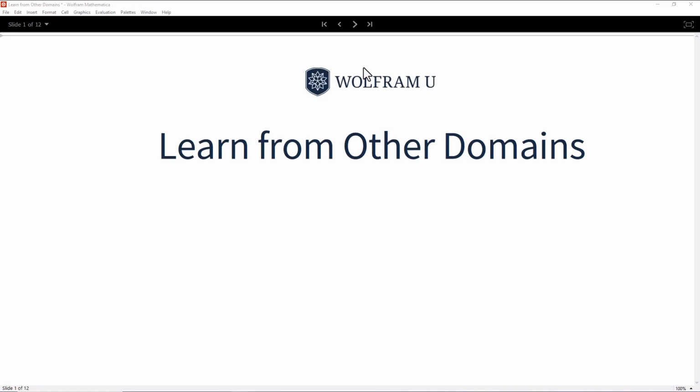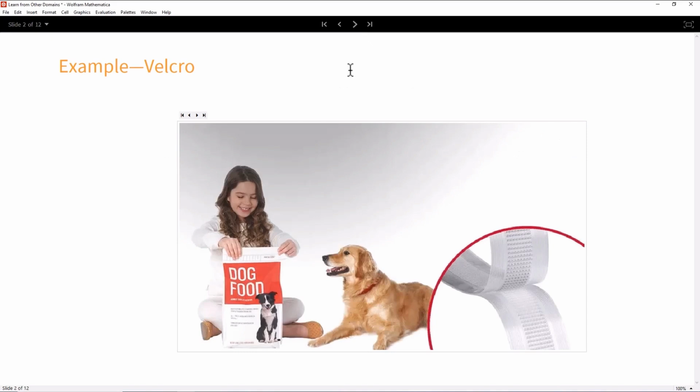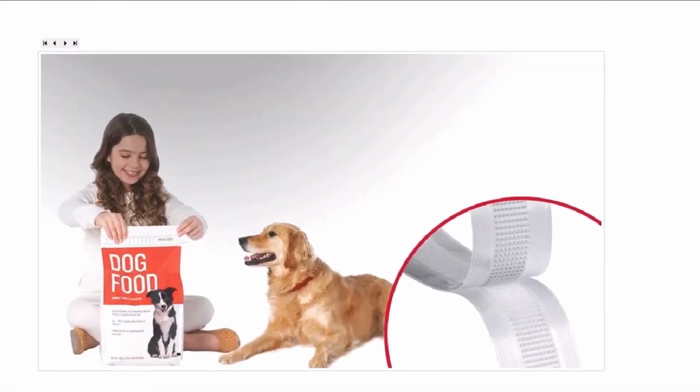In this session, we will use these principles, learn from other domains, and check some examples. The principle of learning from other domains is widely used in our day-to-day life. You might have used Velcro at some point. For example, you could have used it to fasten your shoes, or organize your tools, or put a cover over your furniture. But do you know how this concept was invented?